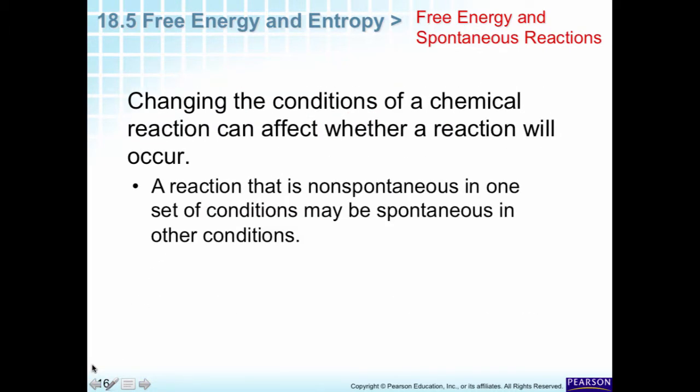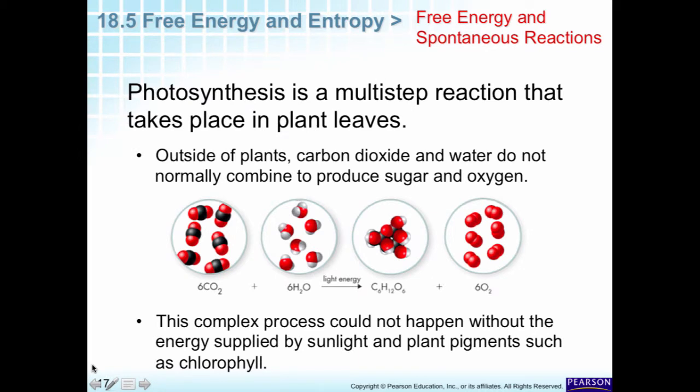Okay, so for instance, photosynthesis. Photosynthesis is a complex set of reactions that convert carbon dioxide and water to sugar and oxygen. This does not occur normally. All right, there are parts of this photosynthetic pathway that require sunlight, which is energy, plant pigments like chlorophyll. They all play their roles so that this reaction produces the sugar. Without them, this reaction would not be spontaneous. So they're kind of like helper reactions.